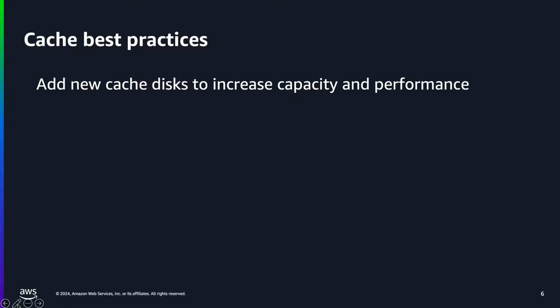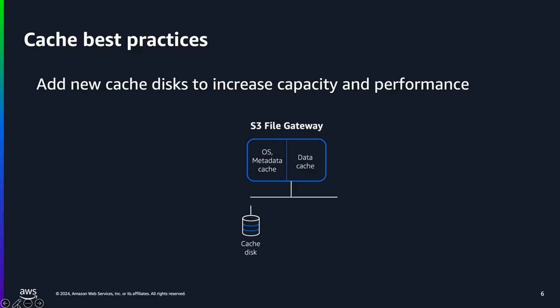Next, I want to call out that you can always add cache disks, but you can't decrease that. So that's why I would recommend you start out with 150 gigabytes and adjust based on the actual usage and performance metrics and scale from there. You can use Amazon CloudWatch operational metrics to monitor the cache storage usage and provision more storage as needed using the console.